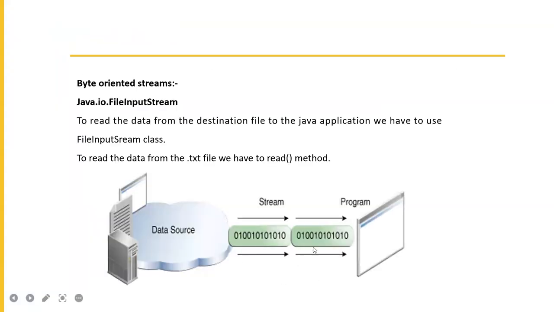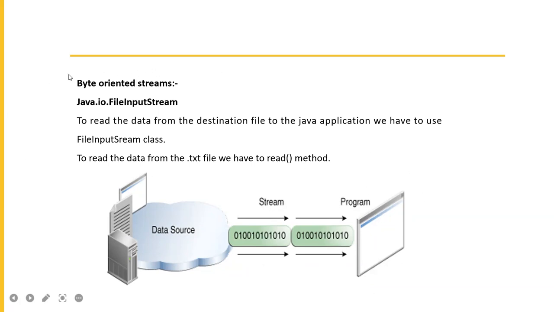Let me go to a pictorial diagram and show you. Look here. This is a data source and this is the program. As I told you, we are transferring data from one place to another, taking data from the system into the program. How do we transfer the data? In the form of a stream. So what is a stream? The stream is a medium to communicate between the source and the destination. If the source is a text file, from there we are going to read the data in the program.